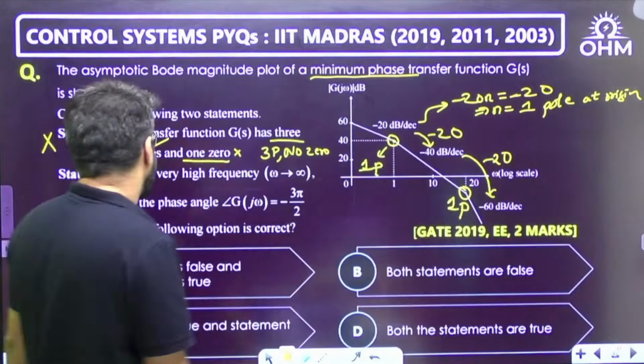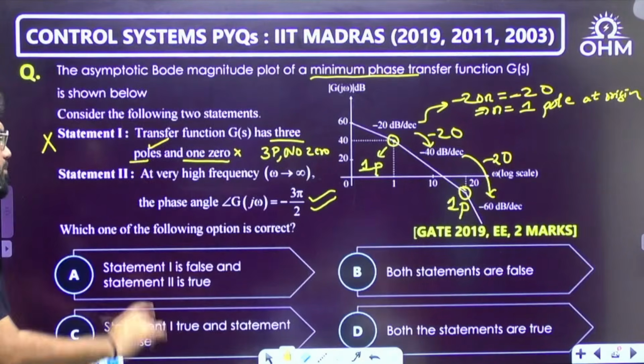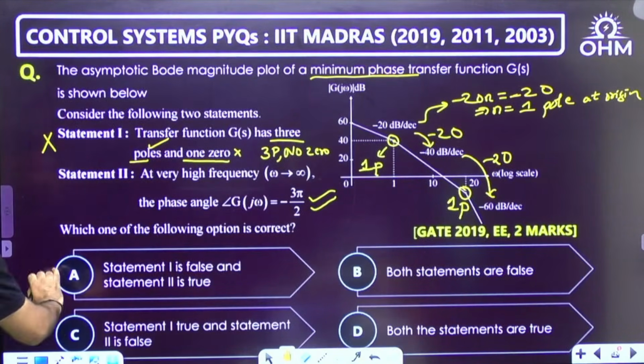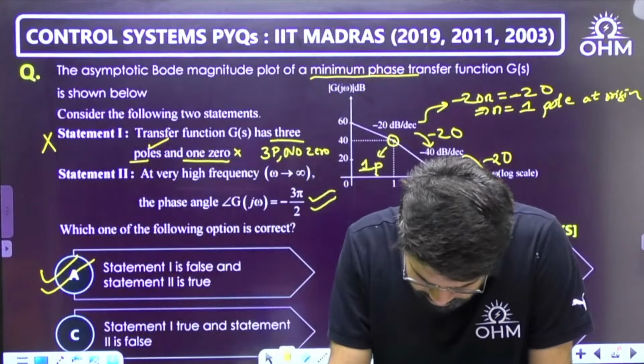What did they mention? The phase angle at very high frequency is minus 3 pi by 2, correct. So statement number 2 is correct. Statement 1 is false, statement 2 is true. Option A has to be the correct one.